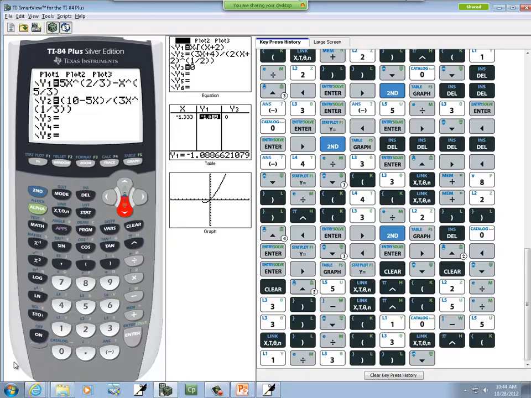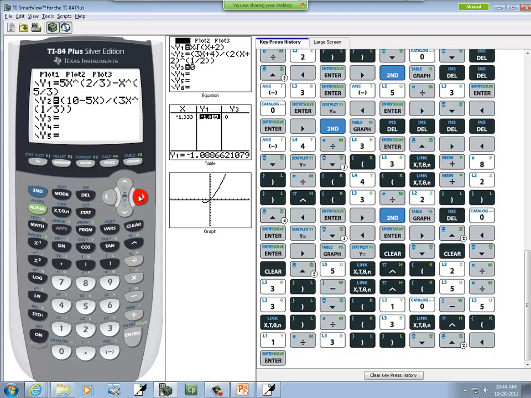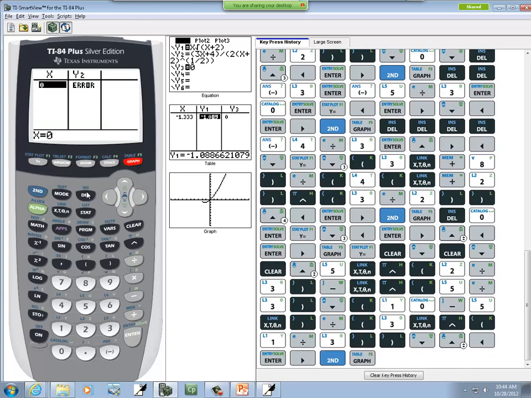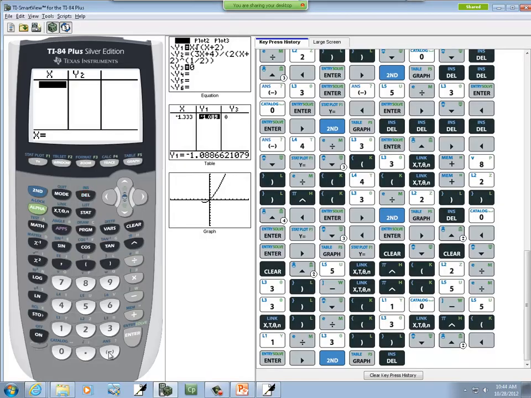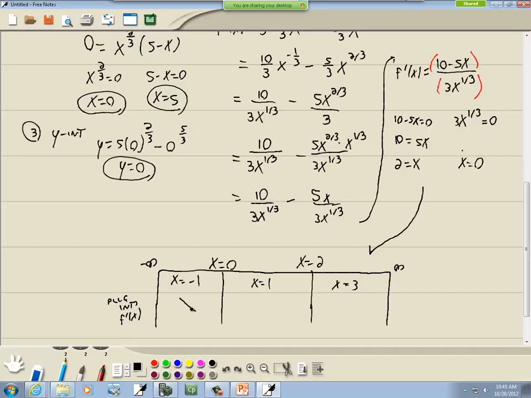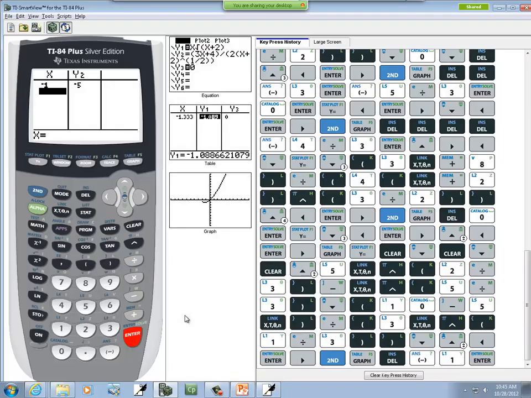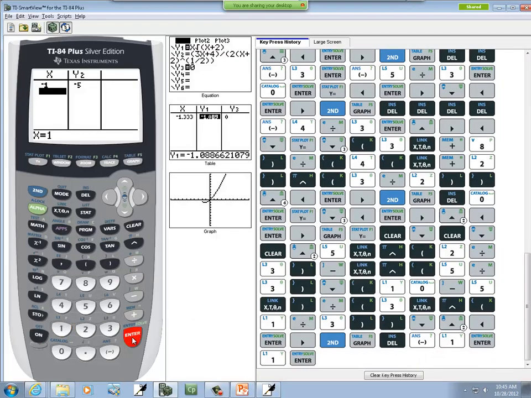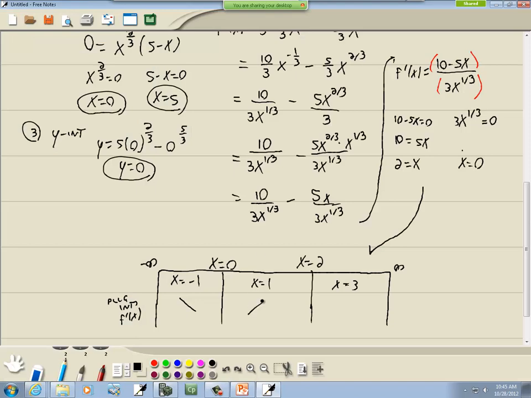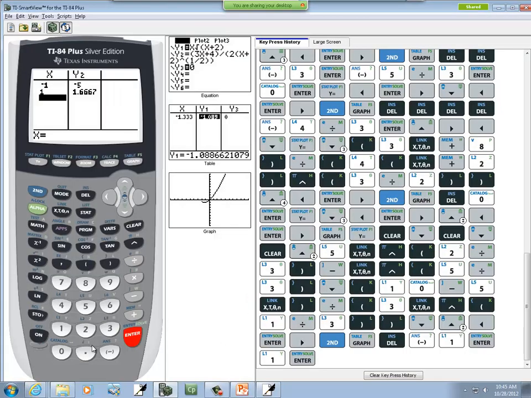So I put my f prime on y2. Let me go shut off y1, and go to second graph to go in table mode. Just delete to clear that out. And I got -1, enter, and that gives us a negative. So this is decreasing. If I put 1 in, enter, we get a positive, so this is increasing. And if I put 3 in, press enter, it's negative, so it's decreasing.